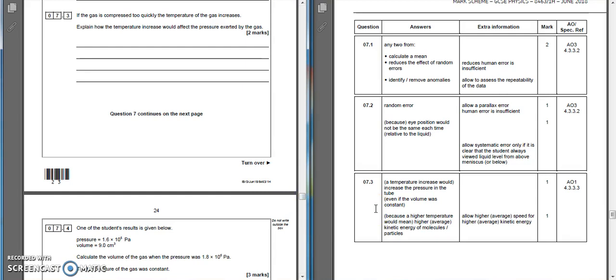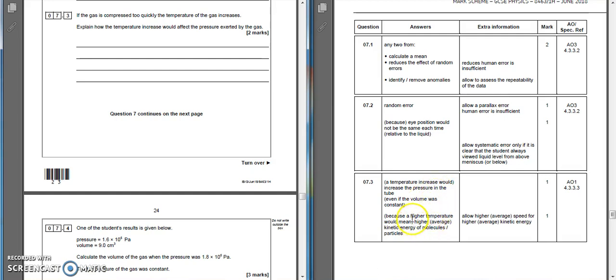7.3, if you're compressing the gas quickly, it'll get hot just like when you pump a bike tyre. So explain why that would affect the pressure. If you increase the temperature, that's going to make the particles move faster and have more collisions, which is going to increase the pressure. So let's have a little look at what we're supposed to say. Increase the pressure. Super, just said that.